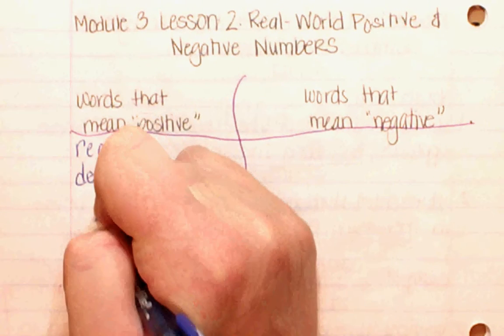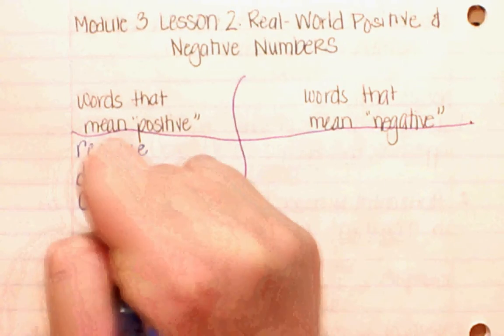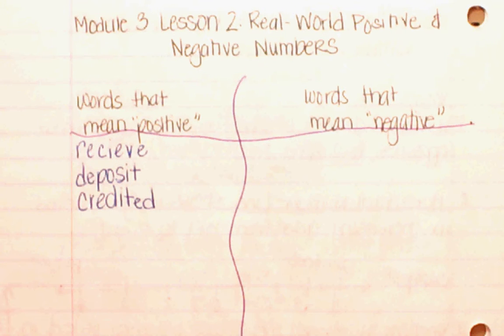Also, credited. So sometimes when you go to a store and you buy something and then you return it, they're unable to give you your money back because you bought it on a credit card. But they say we can credit your account. That means they're giving your money back to you. So again, you're getting money back. So that is a positive number.